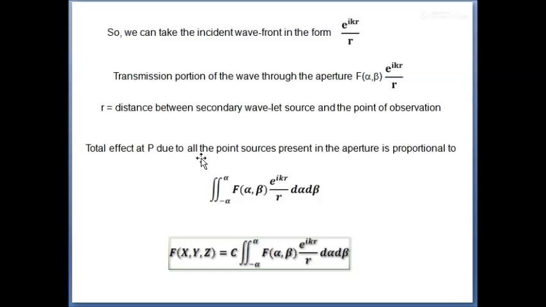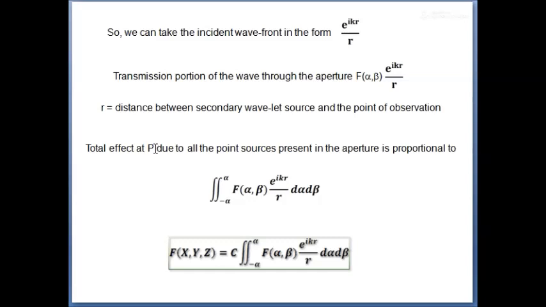in the aperture is proportional to the integration from minus infinity to plus infinity of the transmission function f(alpha, beta) e to the power ikr divided by r, multiplied by the area of that aperture, d alpha d beta. If you integrate all these terms, you can get the effect of this diffraction at that external point P due to all the point sources present in the aperture.